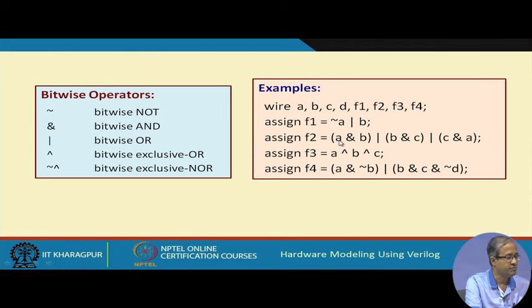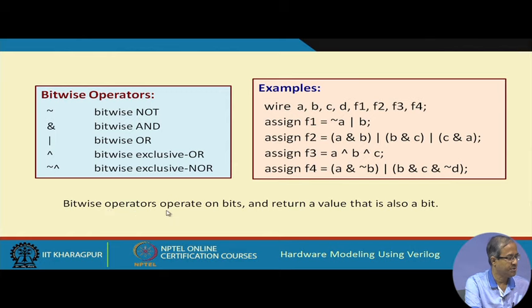So, you take the AND of a and b, b and c, c and a, and then OR them together. F3 is the exclusive OR of three variables a, b, c: a XOR b, XOR c. And F4 says a and not b, or b and c and not d. So, in terms of Boolean expression, this is similar to a b bar plus b c d bar.